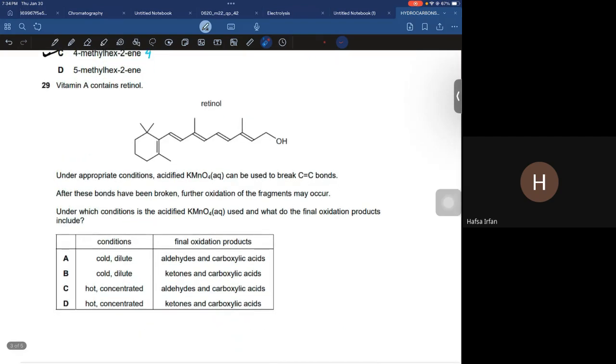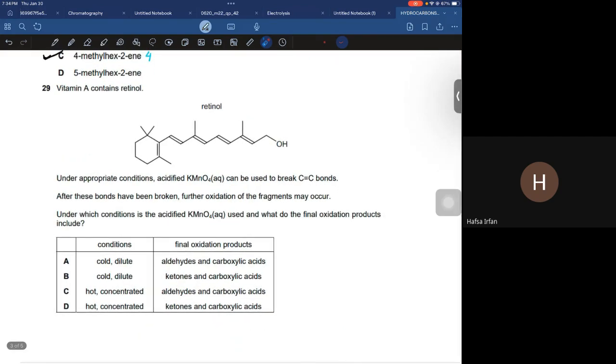Can anyone tell me, if you remember, we were doing this. Vitamin A contains retinol, and they are saying after these bonds have been broken, further oxidation of the fragments may occur, as I told you. Under which conditions is the acidified KMnO4 used, and what do the final oxidation products include? You try first, then I am going to tell you how to do it. Quickly.